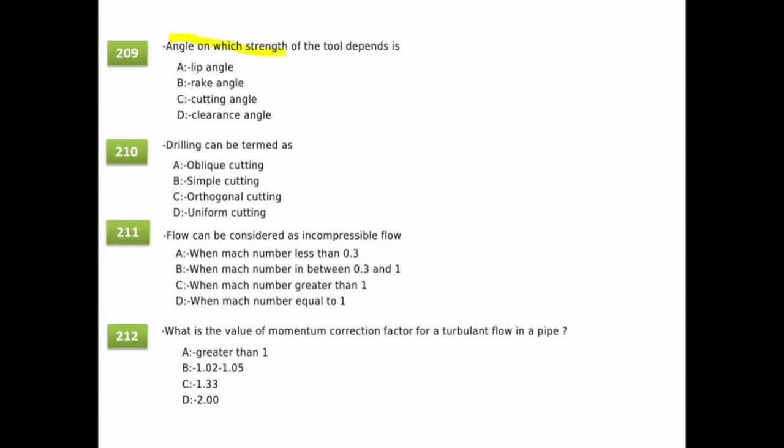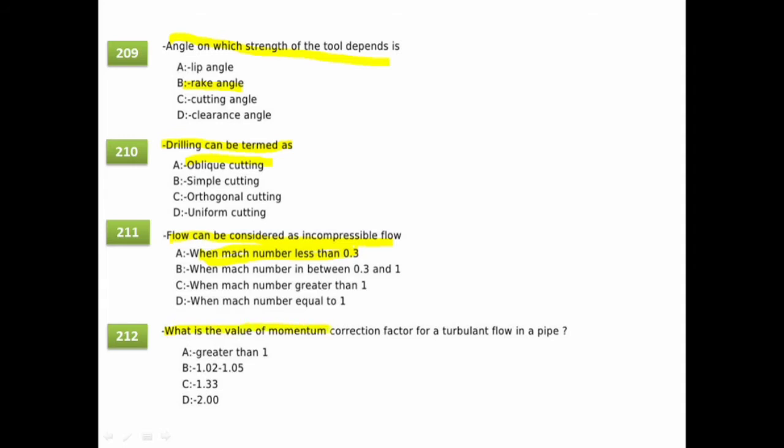The angle on which the strength of the tool depends is rake angle, option B is the answer. Drilling can be termed as oblique cutting. Flow can be considered as incompressible flow when Mach number is less than 0.3. Answer A is the answer.